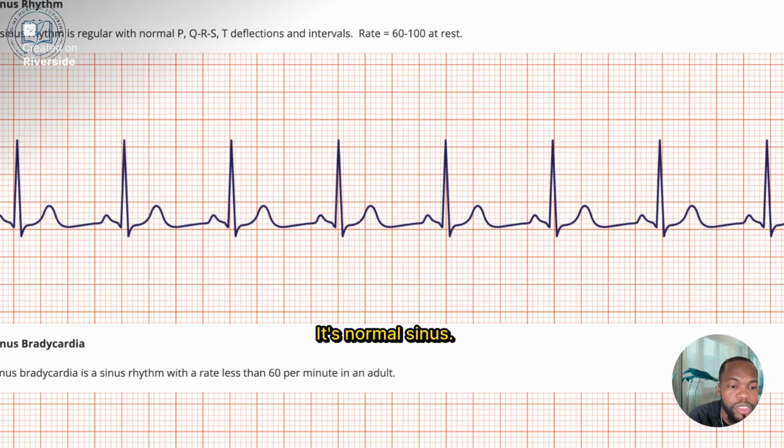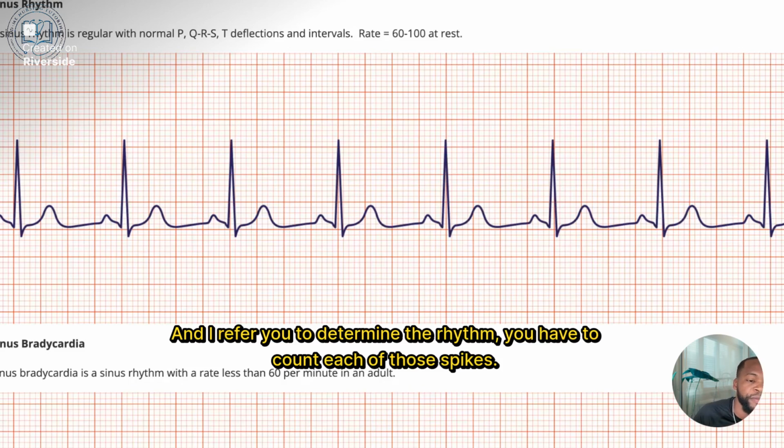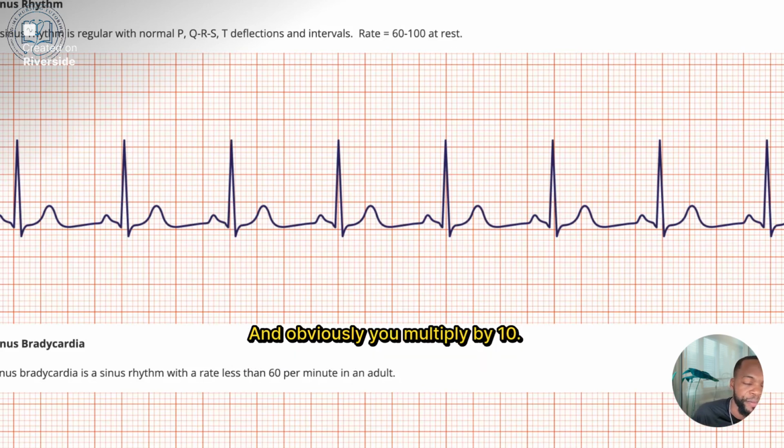It's normal sinus. Now, I'm not saying it's a normal sinus rhythm, right? Because I don't know what the rhythm is just yet. In order for you to determine the rhythm, you have to count each of those spikes. Each of those spikes in that 6-second strip represents how fast the heart is beating. And obviously you multiply by 10.